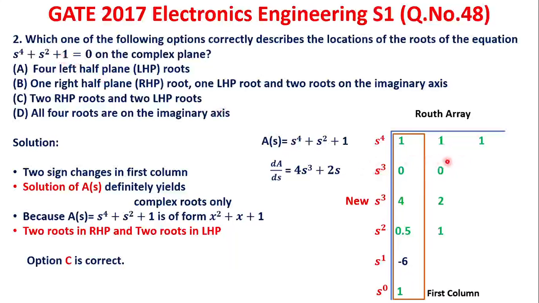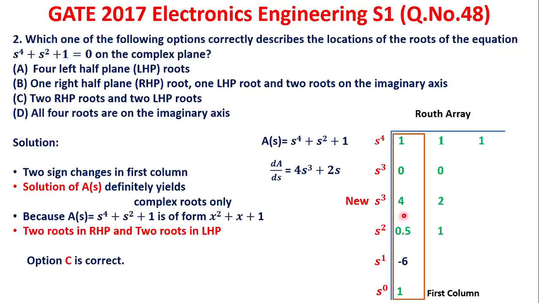Whenever we get a row of zeros, we have to replace that row of zeros with the derivative of the auxiliary polynomial formed with the row previous to the row of zeros. So that is s power 4 plus s square plus 1, which is the given equation itself. So dA by ds is 4s cube plus 2s. Replace this row of zeros with 4 and 2. So formulate the remaining elements of the Routh array as usual: this into this minus this into this, divided by this.